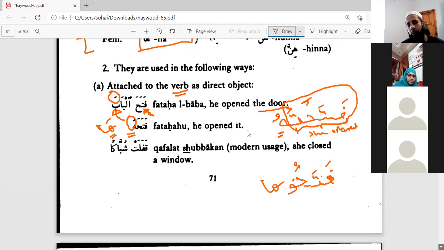And normally we put alif at the end. We're not going to put alif because these are attached pronouns, so it needs to join directly. So we normally say fatahu, but when you attach a pronoun to it, we just say fatahuha. Fatahuha. That's "they opened it."